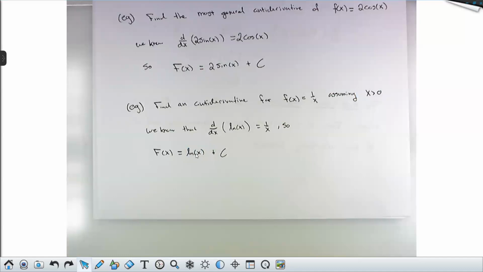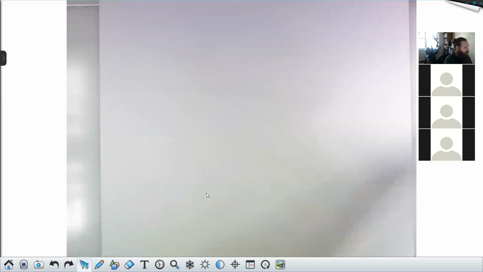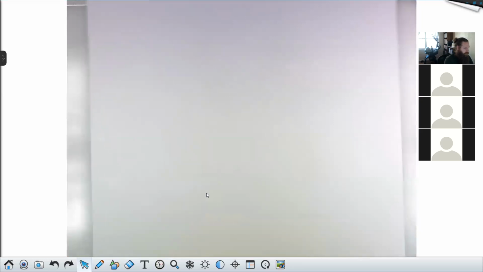Now, this does get more subtle. If we're allowed to assume that x is positive, then the antiderivative really is just natural log of x plus a constant. But I want you to think along with me for a second about the chain rule. I want to look just a tiny bit deeper at this natural log business.